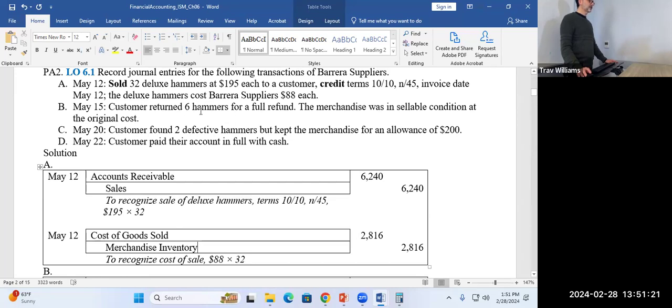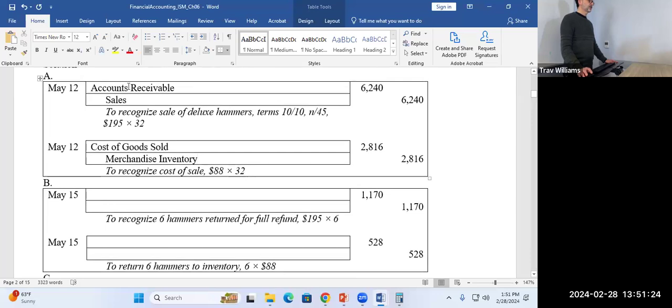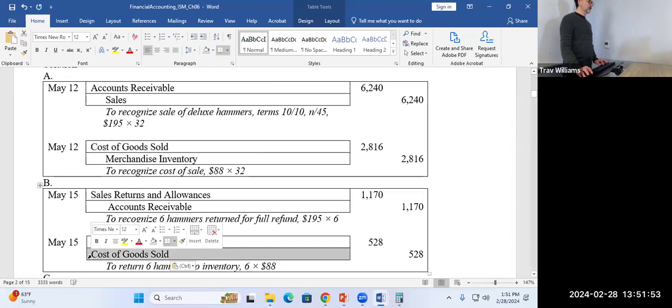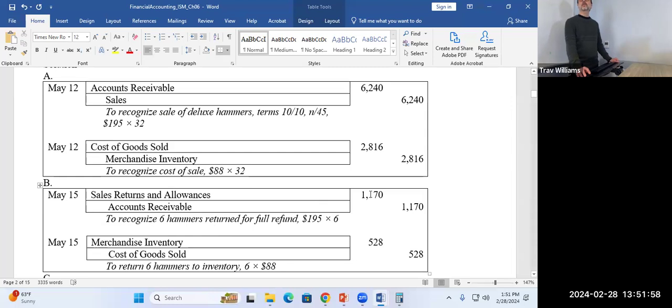Then the customer returns 6 hammers for a full refund, okay? So this is that situation where we reverse everything. We're going to credit accounts receivable. We're going to debit, not sales. What do we call this account? Exactly, sales returns and allowances. And we're going to debit merchandise inventory because we got it back, and credit cost of goods sold because our costs went down. Okay, so there's our return.